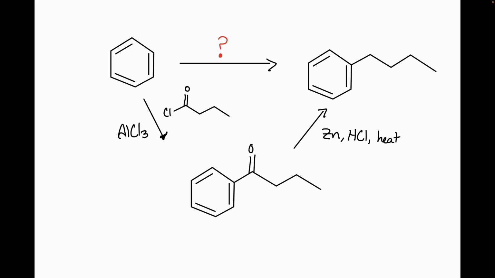So if we really wanted to put an alkyl group on our benzene ring, and we really want to attach it at that primary carbon, we're first going to do the acylation reaction. And then we'll reduce that carbonyl group. So we got our new reaction here using zinc, HCl, and heat. Okay, that effectively cleaves off that carbonyl oxygen altogether.